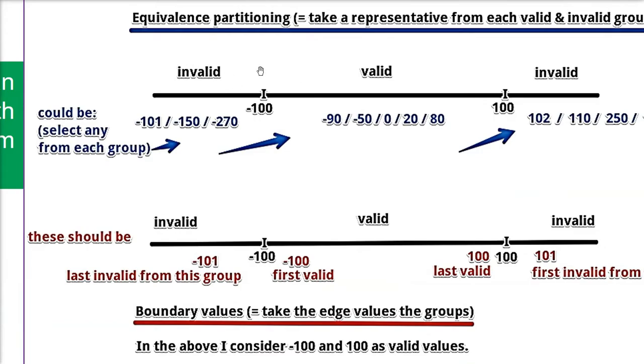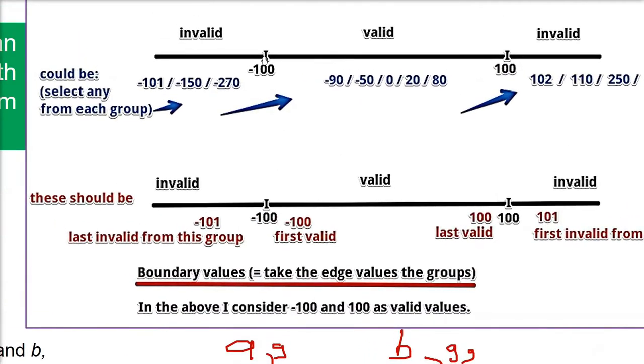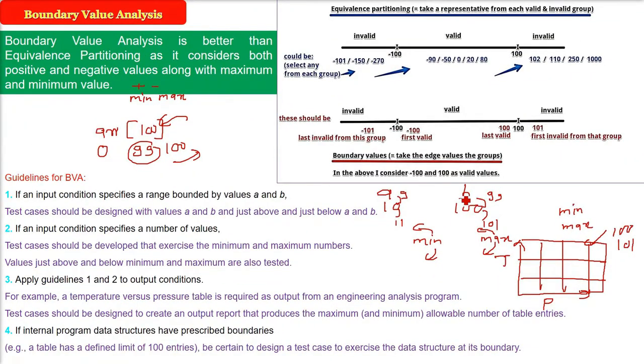Now these are the valid and invalid classifications we have done, equivalence classes we have made. And then what you have to do is take the values which are at the boundary of these classes, negative, positive. That is how boundary value analysis works.